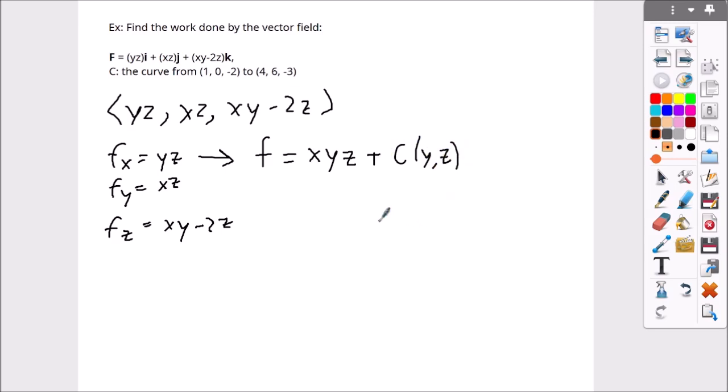Why? Because if you take f and take the derivative with respect to x, and it has y and z stuff in it, you'll get 0. That's why we have to have c of both y and z. Because if you take f sub x on this, you will get 0. So f sub y is what? It is xz plus c prime of y z, and c prime of y z is 0.